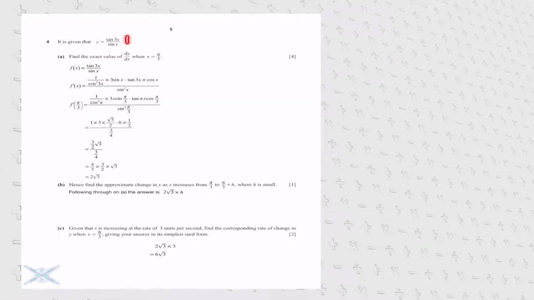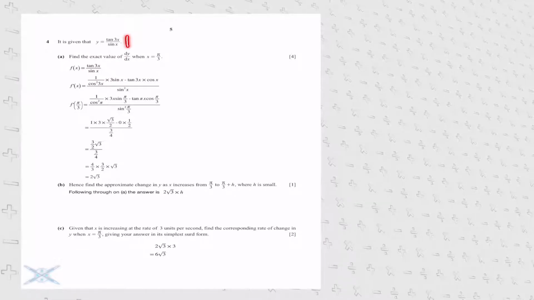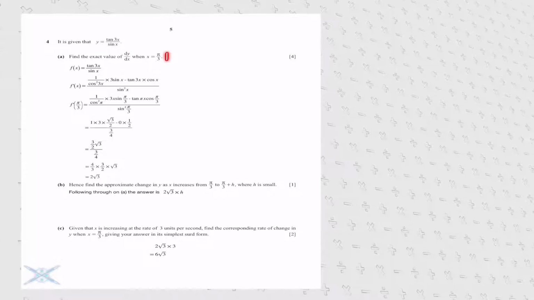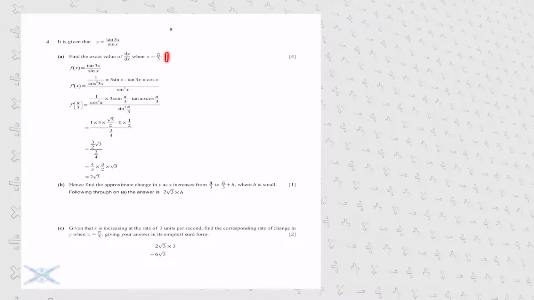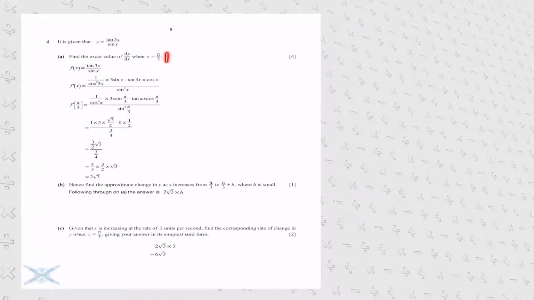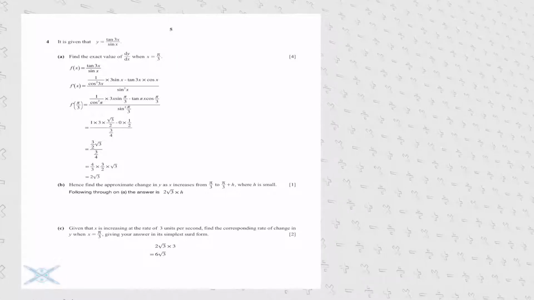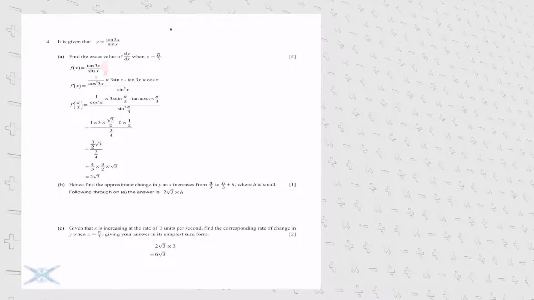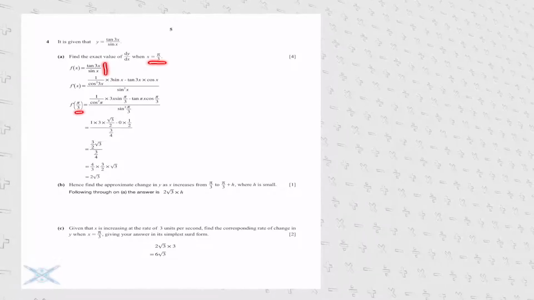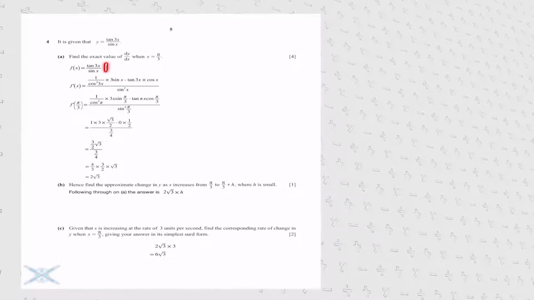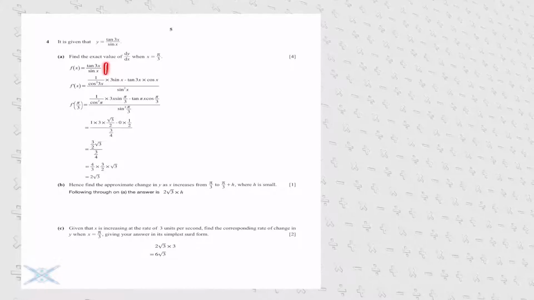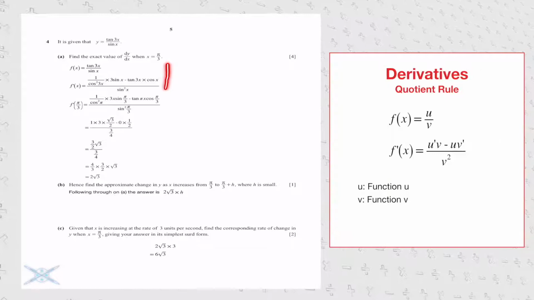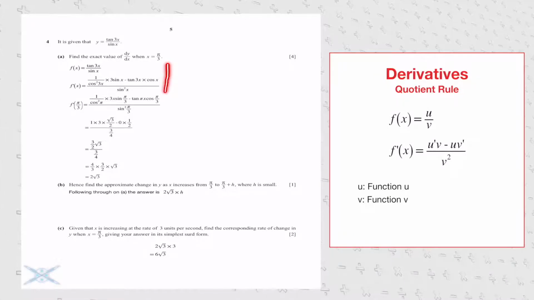Moving on to exercise 4, where y equals tangent 3x over sine x is given. In part A, we are supposed to find the exact value of dy/dx when x equals pi/3. To achieve that, we need to find the derivative of this expression and then substitute x for pi/3. Since tangent 3x over sine x is a fraction, we will employ the quotient rule for derivatives, which you will find on the right-hand side of your screen.